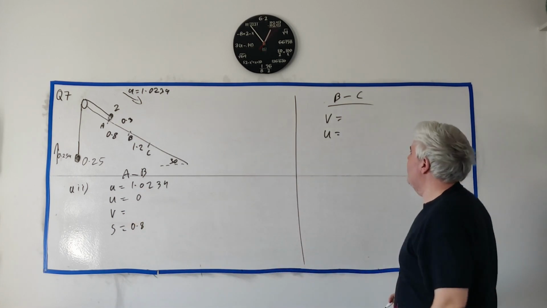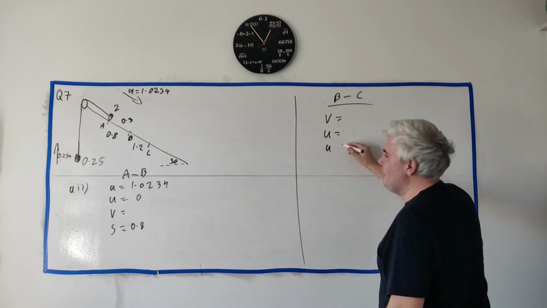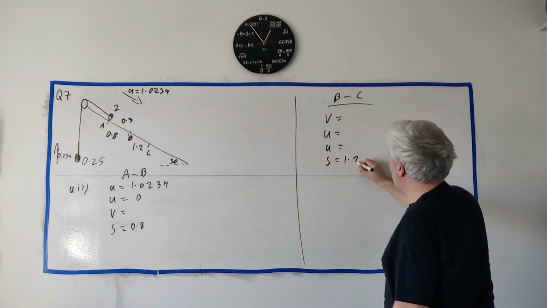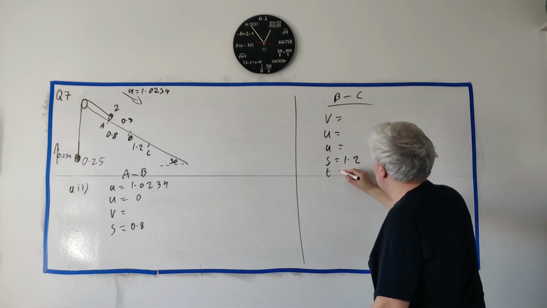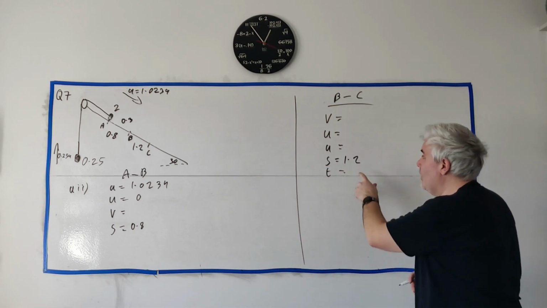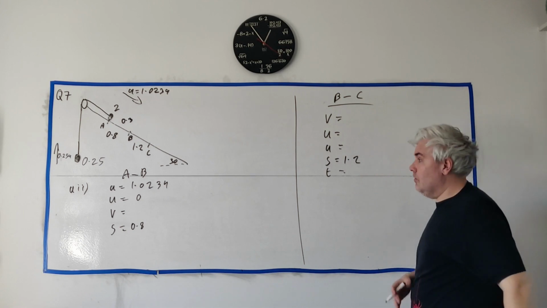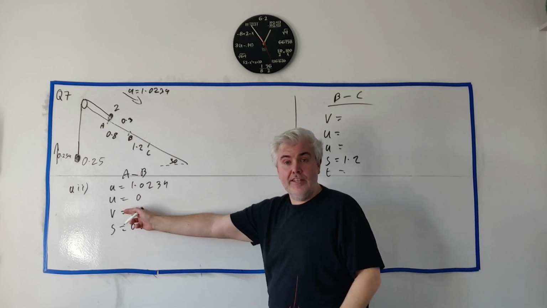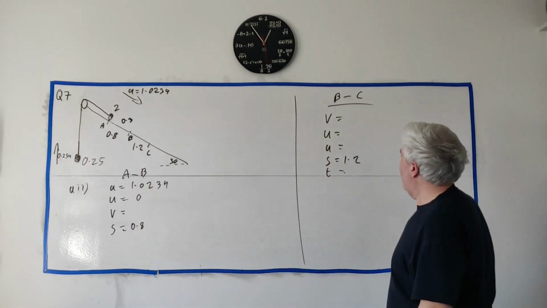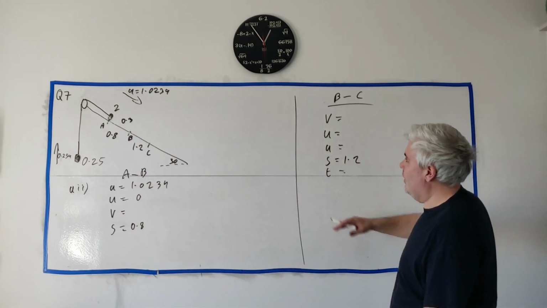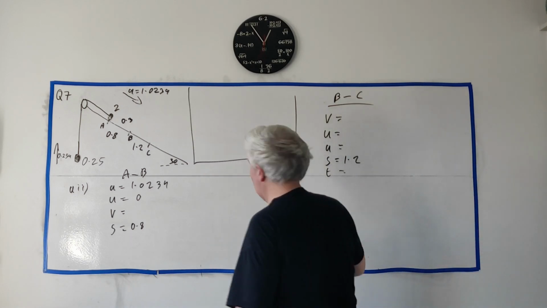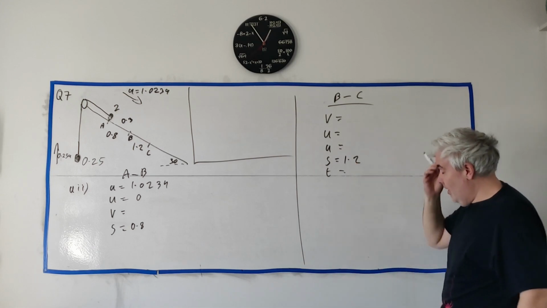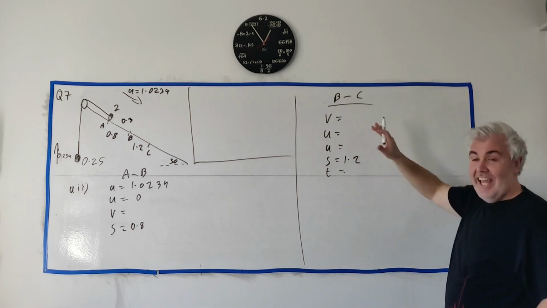I'm skipping ahead. We might need A. Don't know it. Might need S. We know that, 1.2. Maybe we need T. Don't know it. So we're missing a lot. If you want to find what V is in this world, we're missing a lot. So one thing, I can find V quite easily by doing this. And then, as it turns out, we're going to have to find A. I'm not going to have room, so I better be careful.